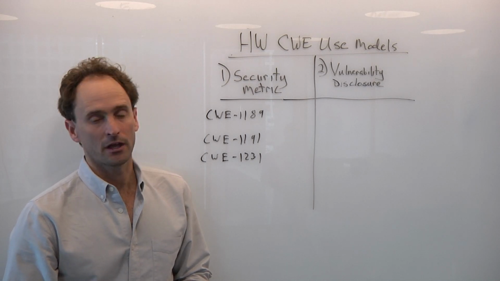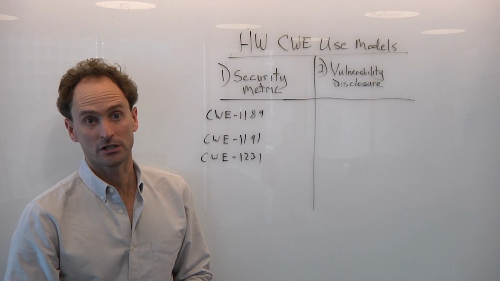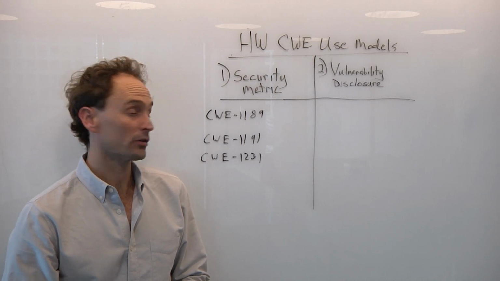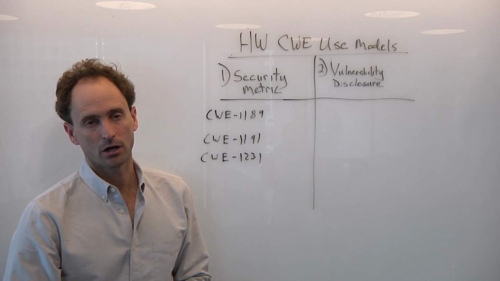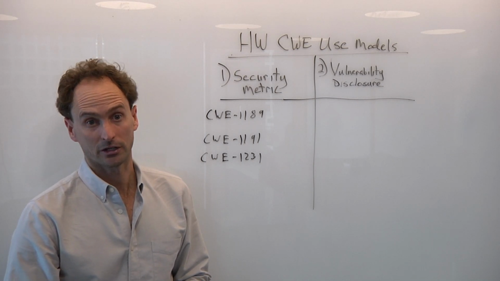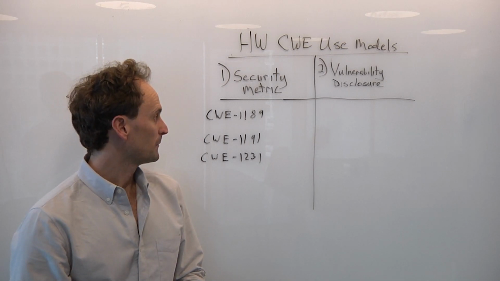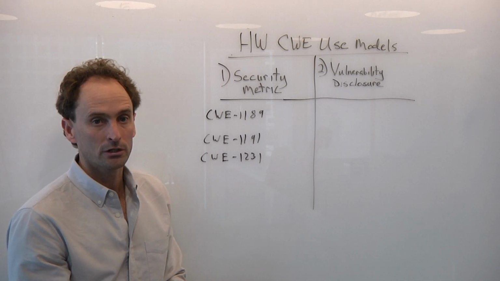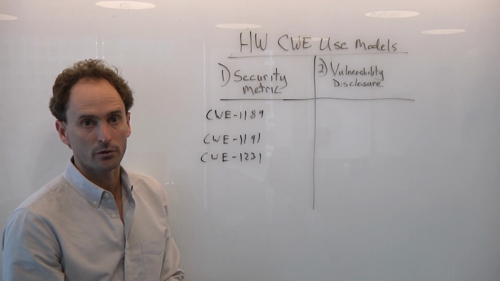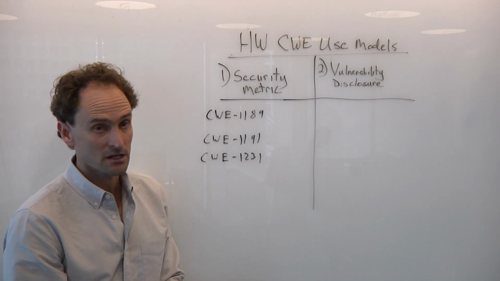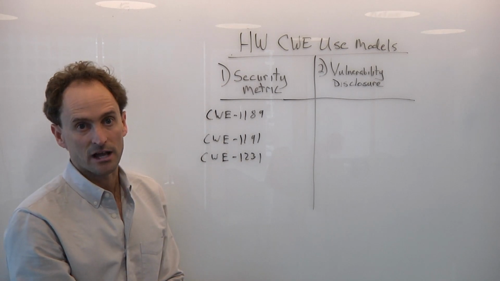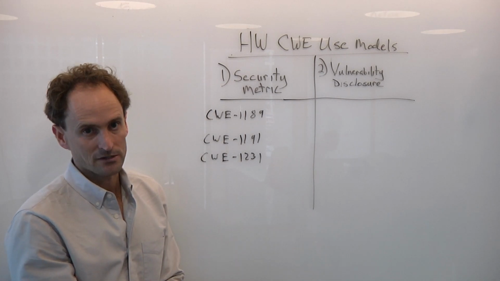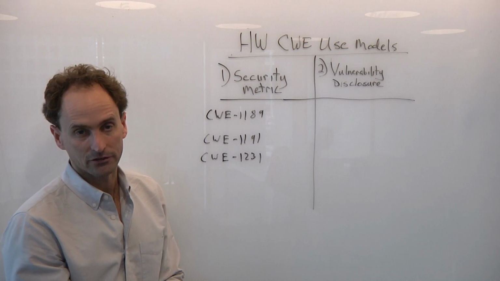So we're really looking at two different use models for hardware CWEs in organizations. Use model number one is applying hardware CWEs as an invaluable security metric. Organizations will look at their internal designs, classify what weaknesses are relevant for the designs, list all of those weaknesses out based on the CWE database, and figure out which ones they're compliant to and which ones they're not.